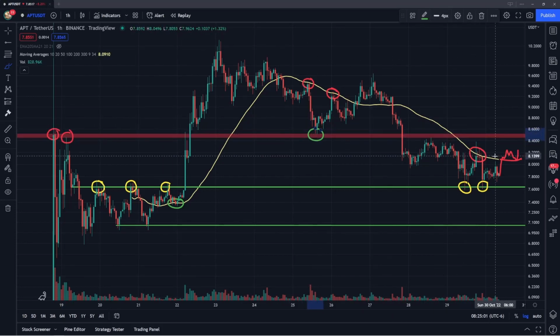So if we do break above the 50-period average and we start to have a move back up, this is the level where I would expect the sellers and the supply to be, just because of how key this has been ever since its launch back here about 2 weeks ago. So those are the key levels I will be watching out for Aptos.